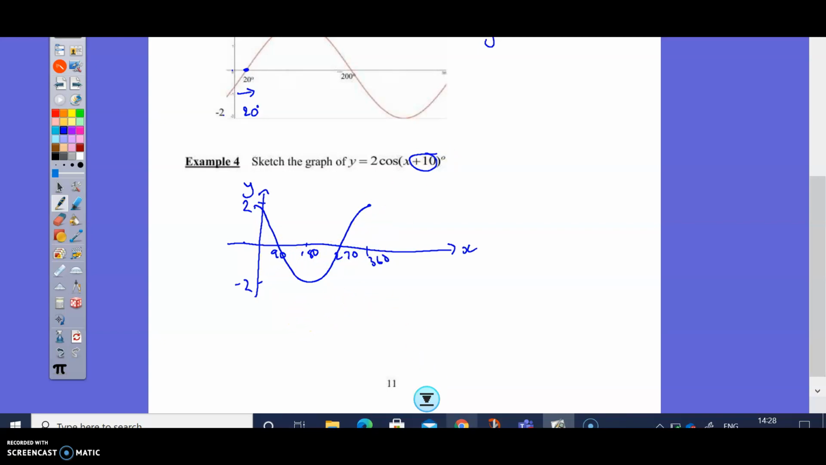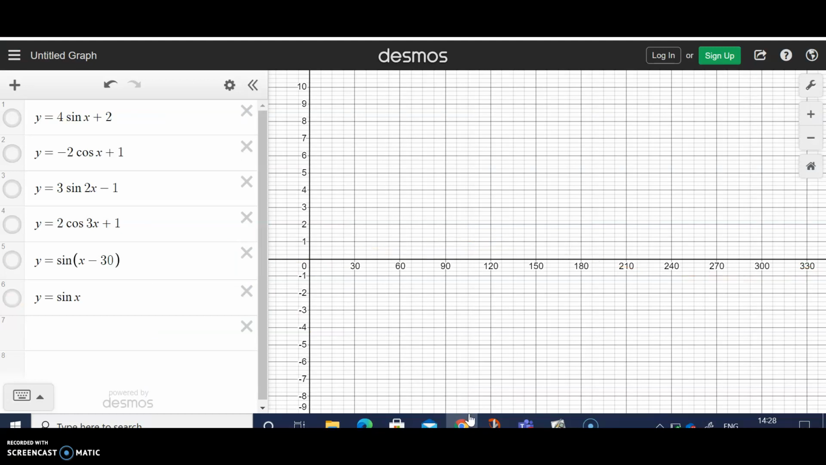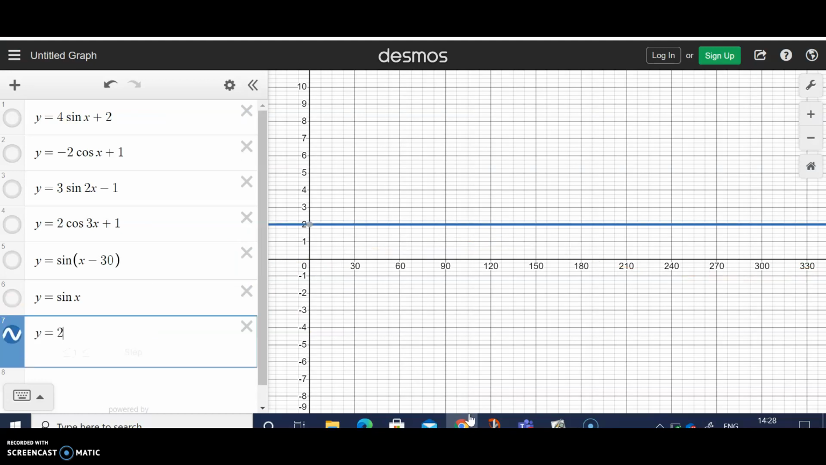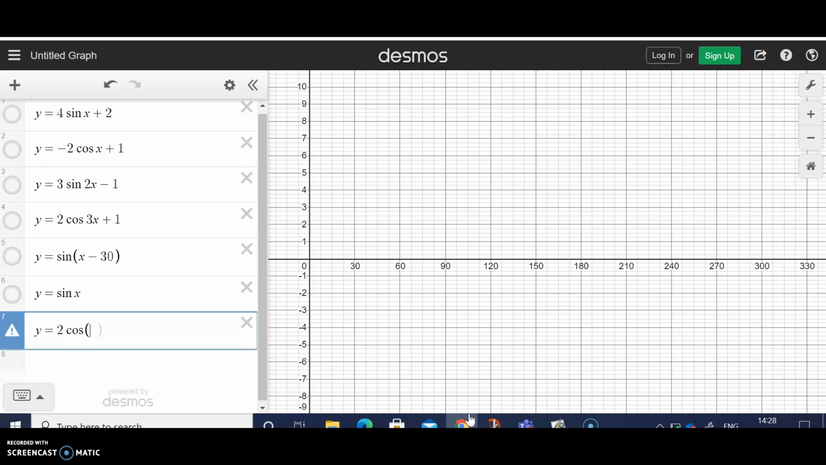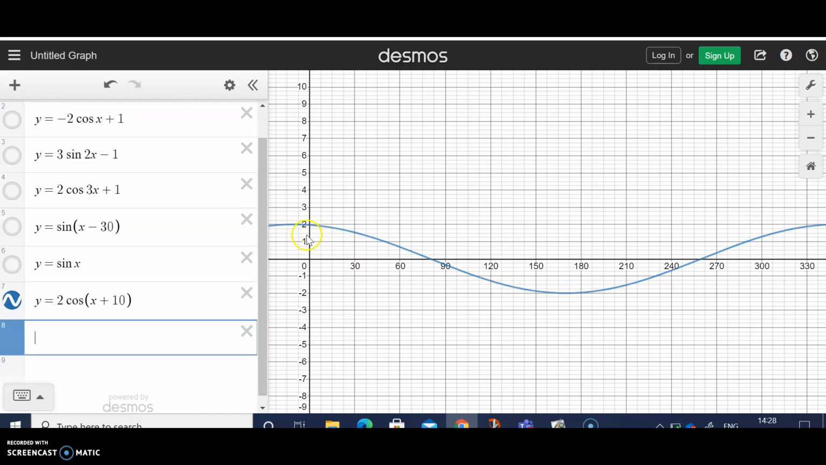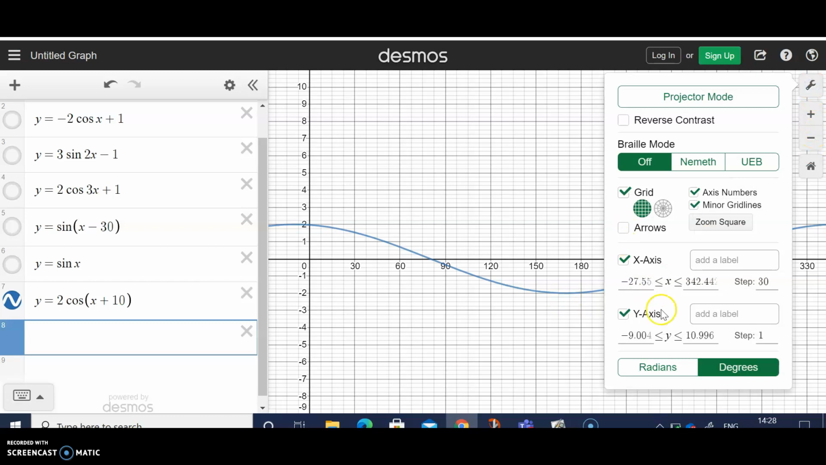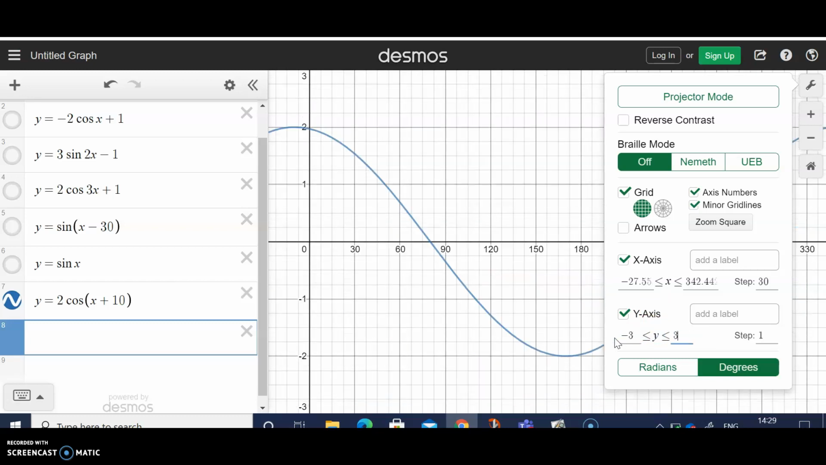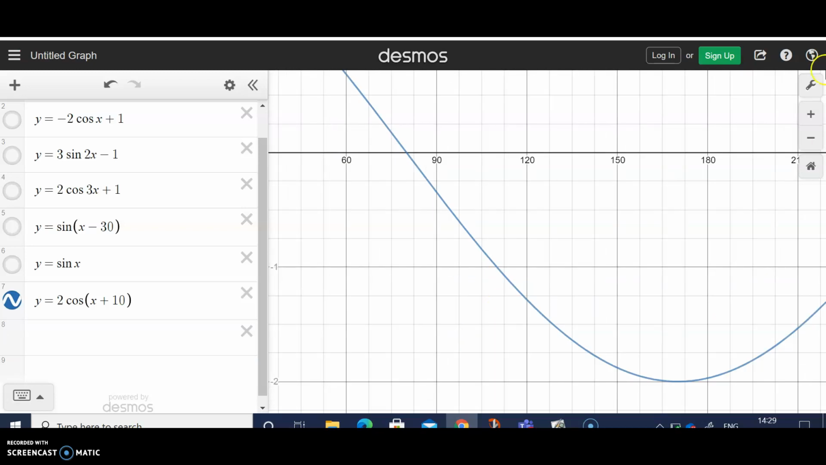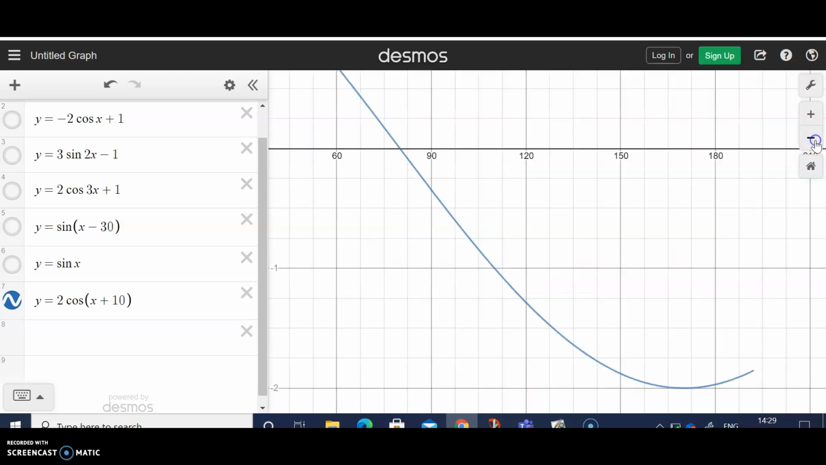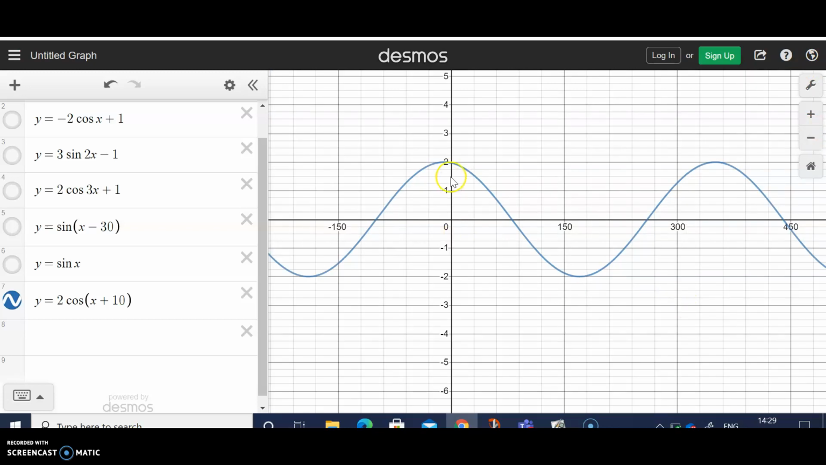It's 2 cos bracket x plus 10. So y equals 2 cos bracket x plus 10. Here you'll see your maximum value is 2, minimum value is -2. If I change my axes slightly, you'll see these a bit better. Right now it looks like it's still at 2 and it's crossing the axes. So the y-axis, let's make that go down to -3 and just up to 3. There we go. I can see it better now. So there's our graph there.